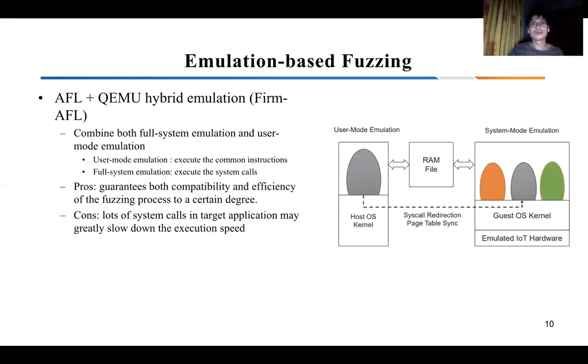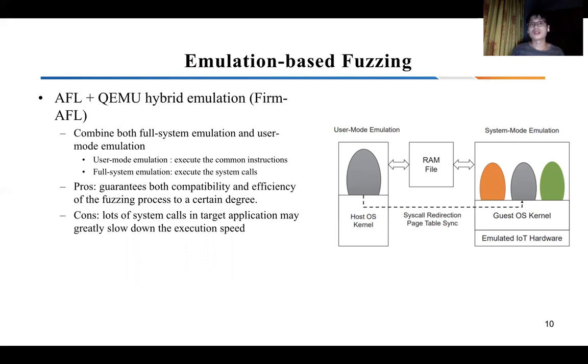To solve both the compatibility and the efficiency issues of the fuzzing process, there is an existing work called FirmAFL, which combines both full system emulation and user mode emulation. The workflow is shown in the figure. The user mode emulation part tries to execute the common instructions. When it executes a system call, it will translate the execution to the full system emulation to handle it. So the system can guarantee both the compatibility and the efficiency of the fuzzing process to a certain degree.